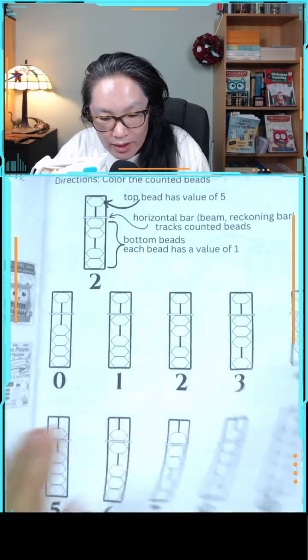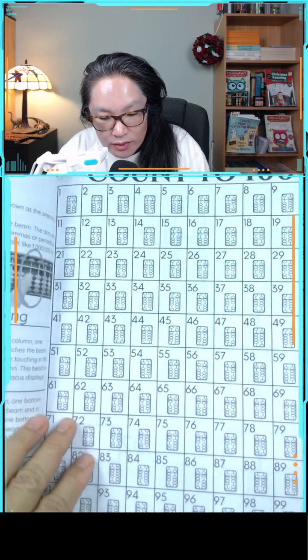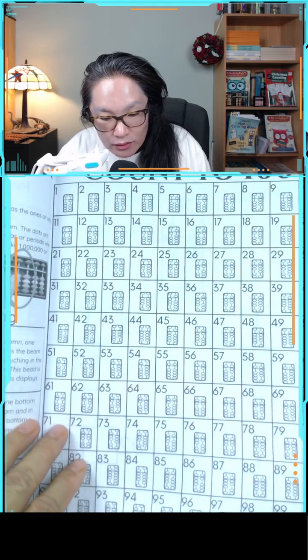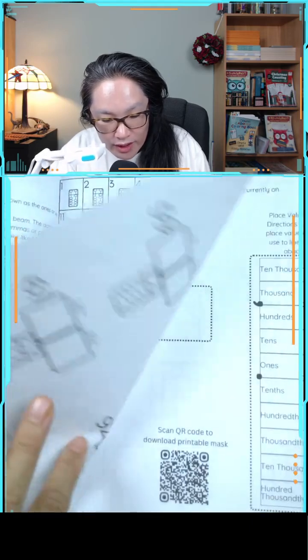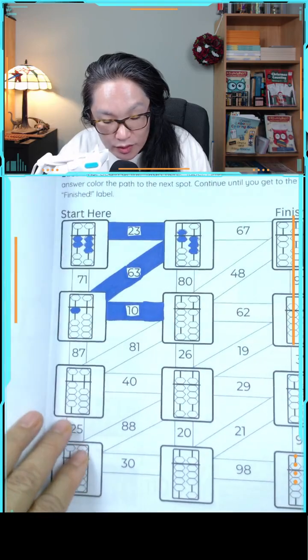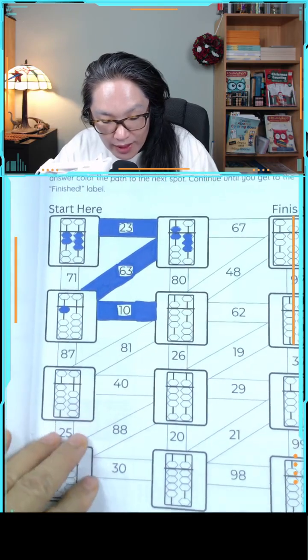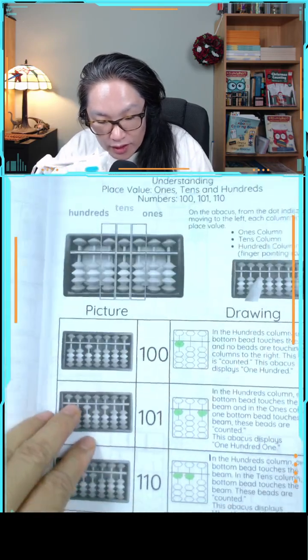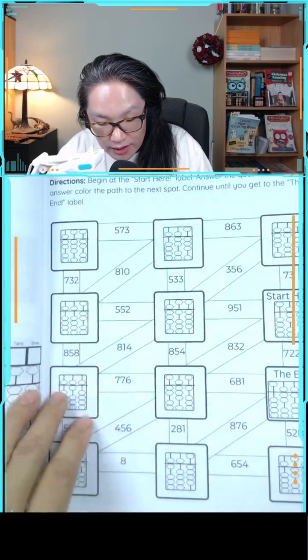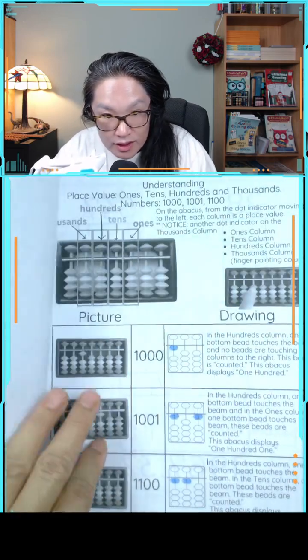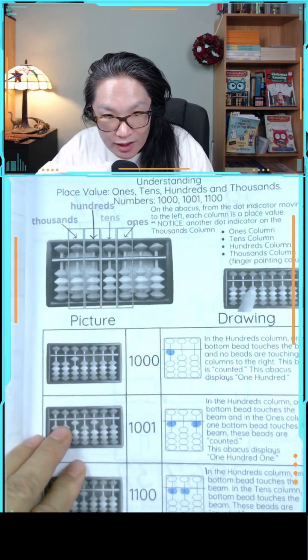So again, we're talking about how to read the abacus. We're talking about the big brain notes. We talk about how to count from 1 to 100, and then we start doing the mazes again. The mazes is where you try to figure out this number, and then you try to figure out the path. After that, we do the 3-digit numbers, and then here's the maze again.